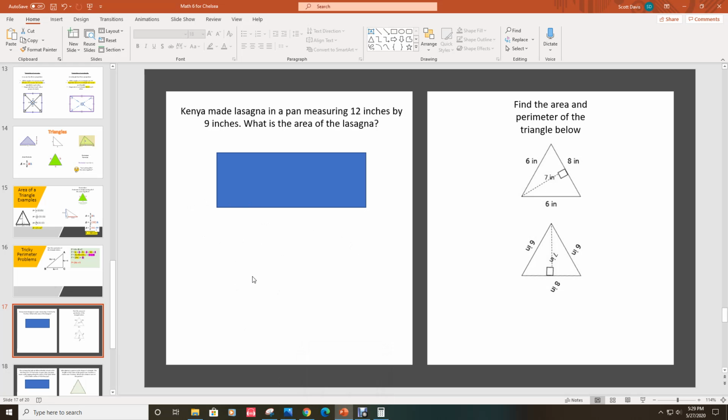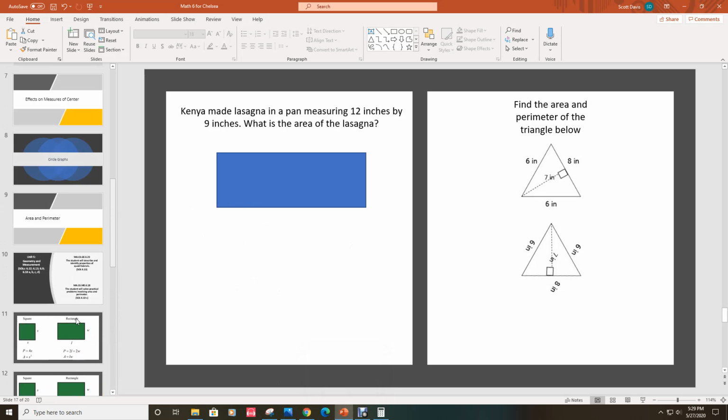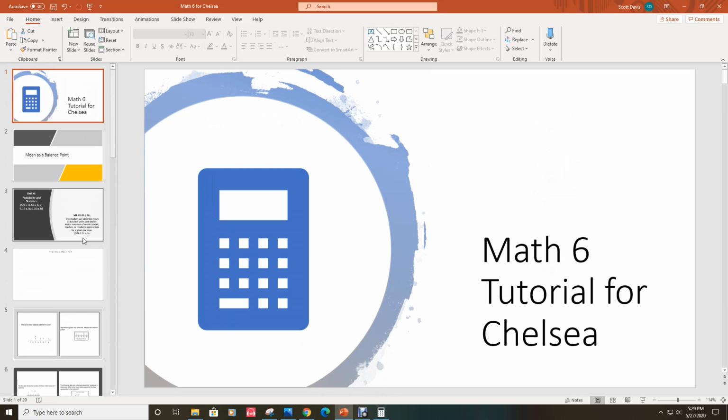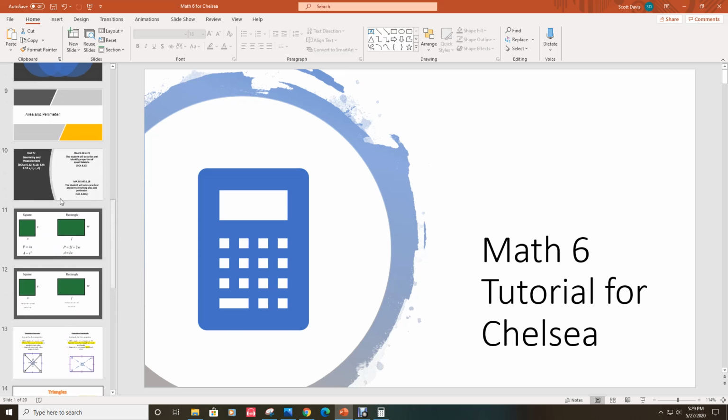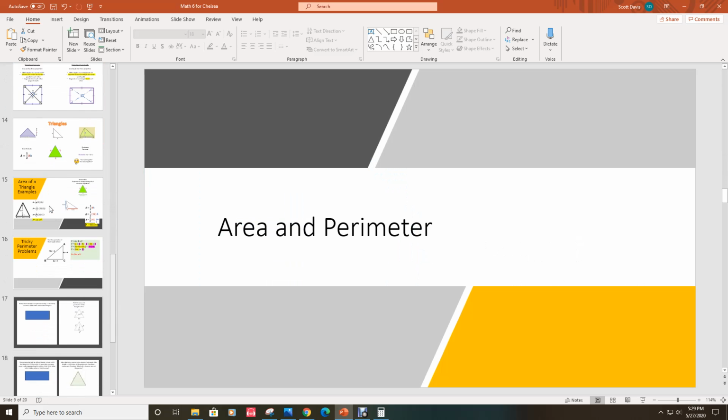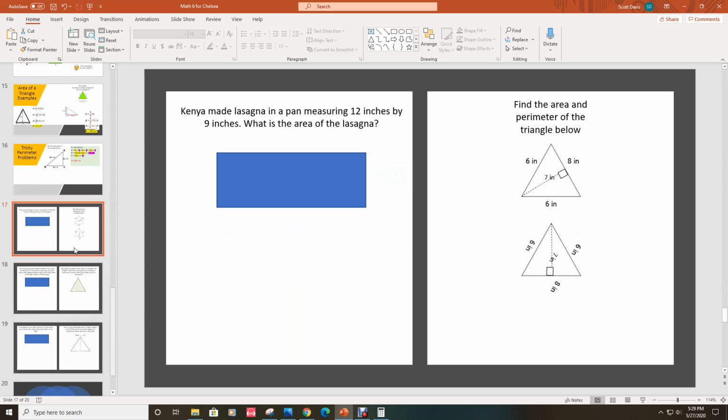All right, and we're back to talk about these word problems. So yet again, Chelsea, we're here for your Math 6 tutorial, and we are talking about area and perimeter. We talked in that first video about all the different ways they might try to get you with those triangles, squares, and rectangles. Now we have our word problems here. These are word problems that your mom sent me, okay?